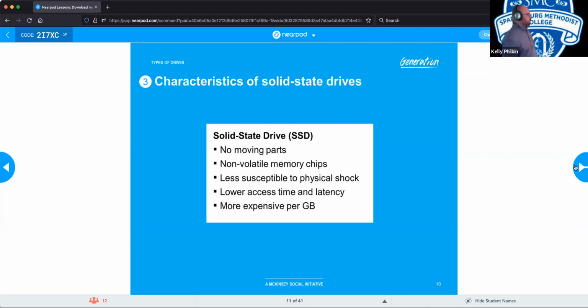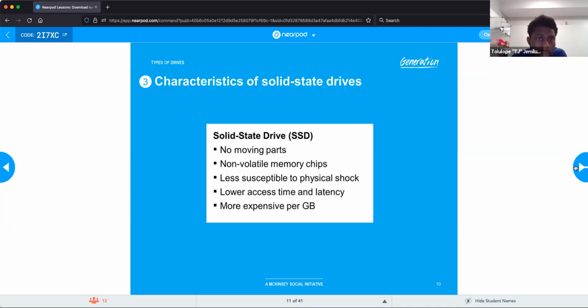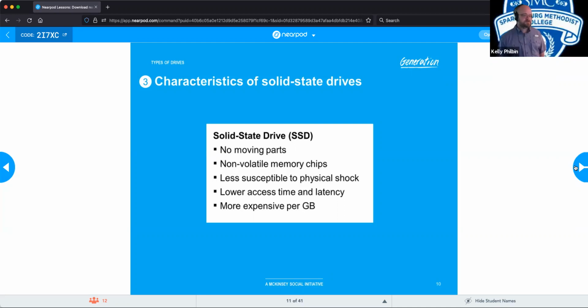Where else do we see solid state drives rather than just hard drives? Flash drives. That's the most common way you will see them, the USB flash drives. Those are both a wonderful thing and the bane of IT's existence. But we will get into that a little bit more when we get to security.